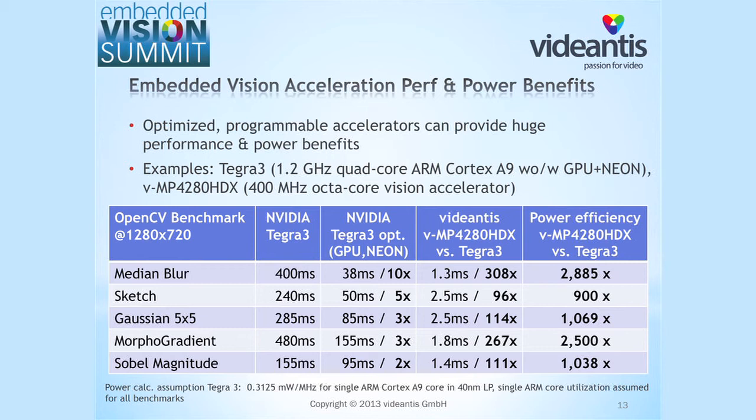Now, if you do the numbers here and compare it against a Tegra 3 baseline implementation, you actually see that if you look at core processing power, you have a difference by a factor of 1,000. And this is technology that's available today.